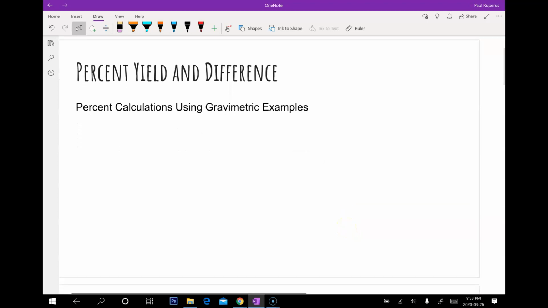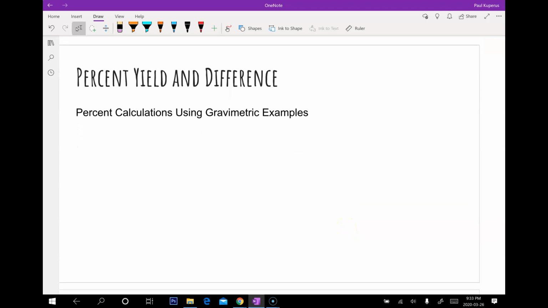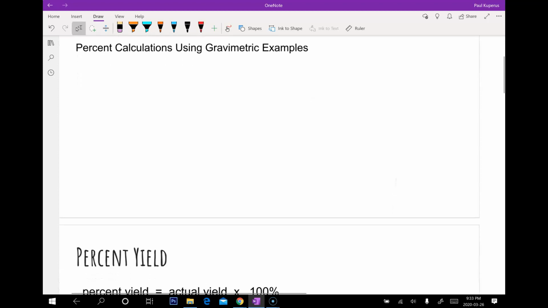All right, so lesson number 3, percent yield calculations using gravimetric examples. You should have had a little bit of experience with this already in the labs we have done, so it should be more of a review. We are going to do both percent yield and percent difference.